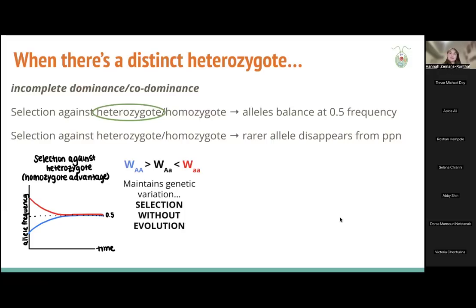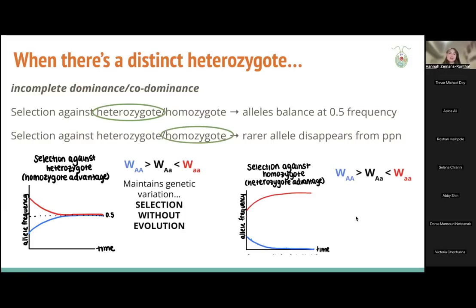Okay, so I think you can probably guess, but selection against which, the heterozygote or the homozygote, makes the rare allele disappear from the population? The answer is the homozygote. So this is heterozygote disadvantage, and what happens here is whichever allele starts off as more rare will disappear from the population. And this is one of the few cases where we can remove the recessive allele.